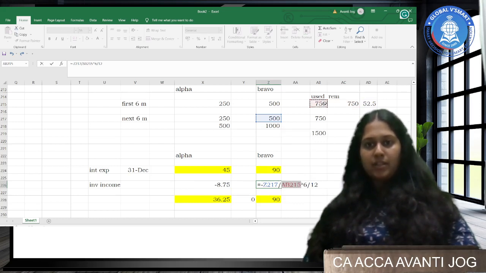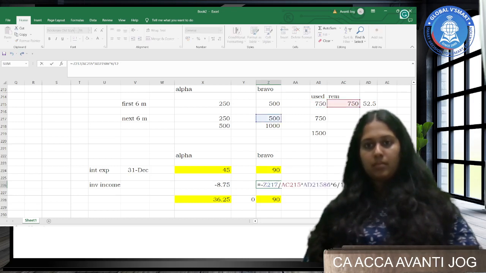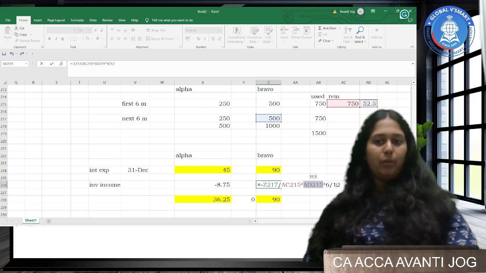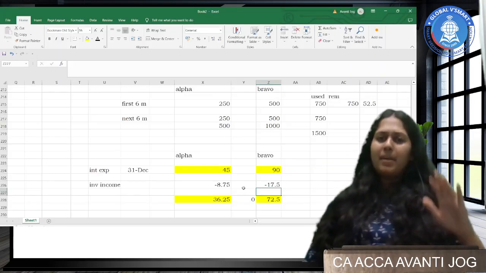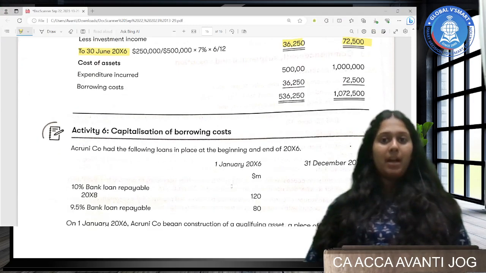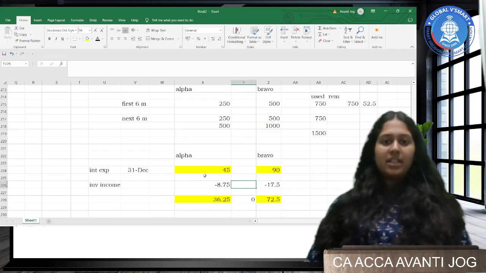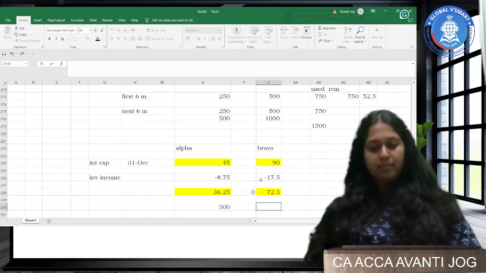$500 divided by total funds of 750 into interest of 52.5. So humne liya 500 divided by 750 multiplied by total interest of 52.5 to 6 months ke liye. Correct? So in this way, we got the interest capitalization to be 36,250 and 70,500. Abhi aaram se suno, and with practice, you will get this how to do it step by step. But make sure that abhi aapko ye samjha hai. Okay? So expenditure capitalized is total 36.25 plus to actual expense hua 500 aur bravo ko hua 1000.